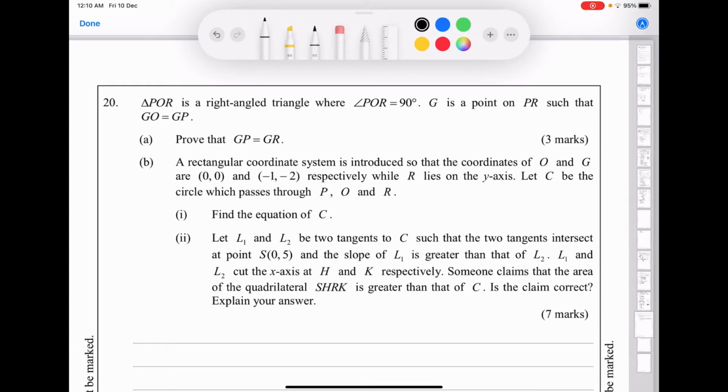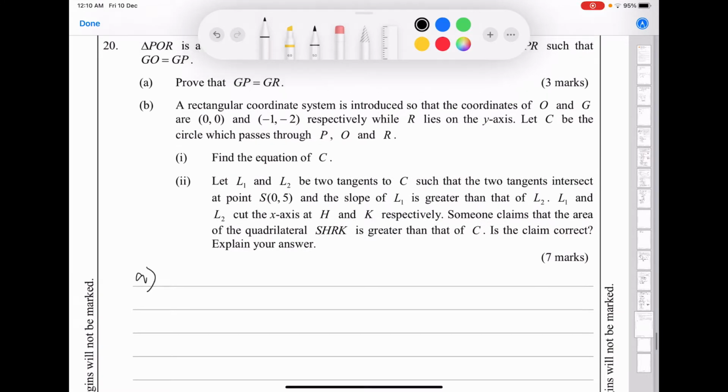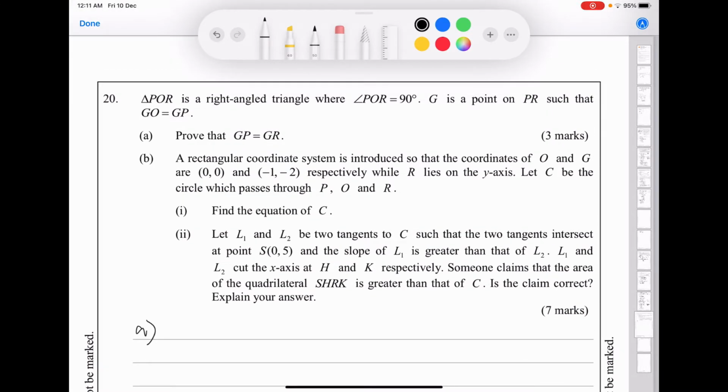Let's continue to question 20. Question 20 is also known as the big boss question. It is the hardest in the whole paper. So first, we need to prove that GP equals GR. Let's see the question. Angle POR equals 90 degrees. G is a point on PR such that GO equals GP.